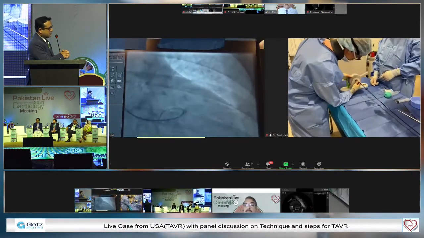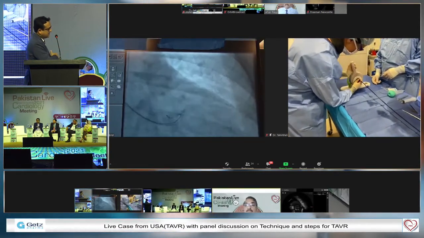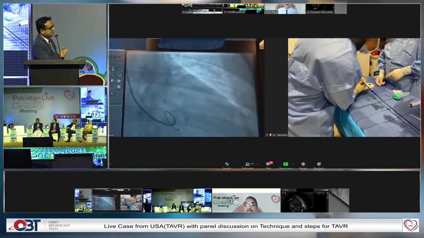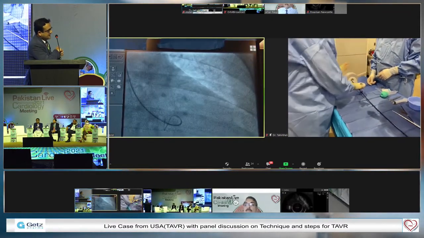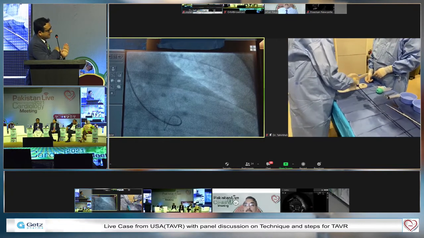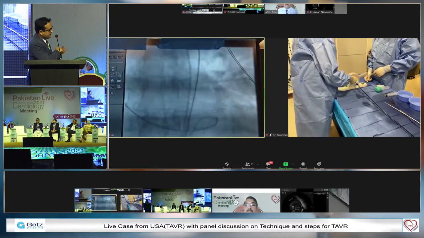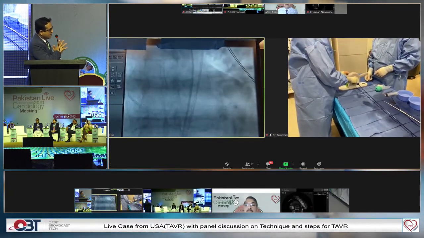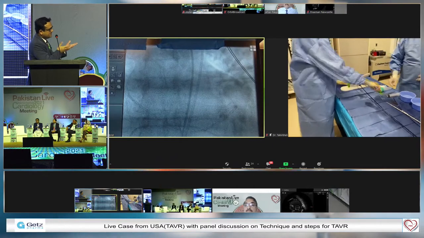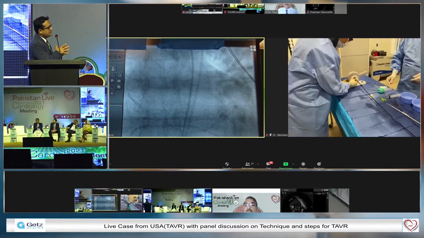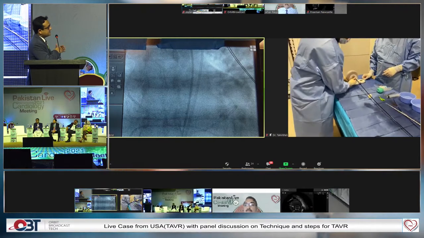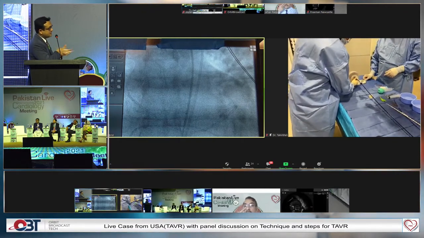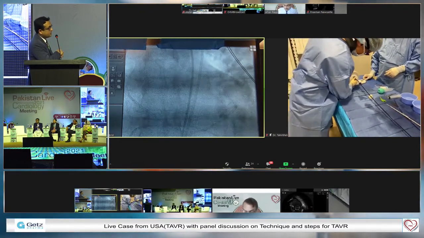And coronary sinuses, and we keep the non on the other side. What we have seen is that if you deploy at 0 to 1 annular plane, you actually end up slightly deeper than what you think, and you avoid the pacemaker risk. In the normal core valve data, you have pacemaker risk anywhere from 8% to up to 30% in some of the European studies. With this, you can actually reduce it by up to 2%.